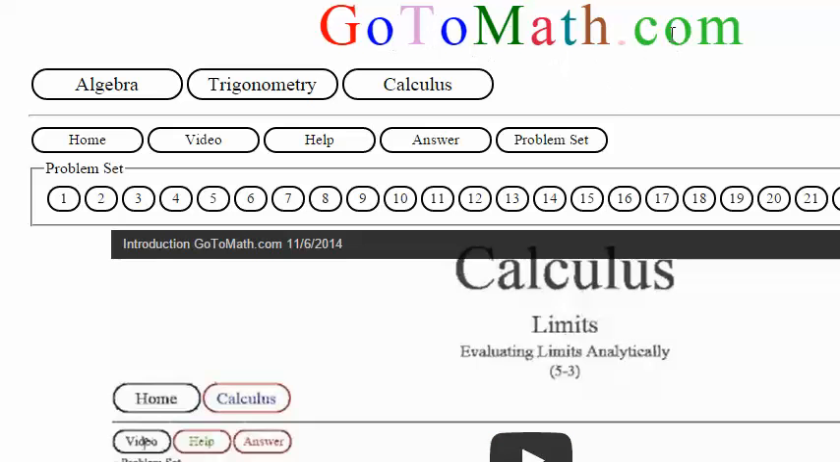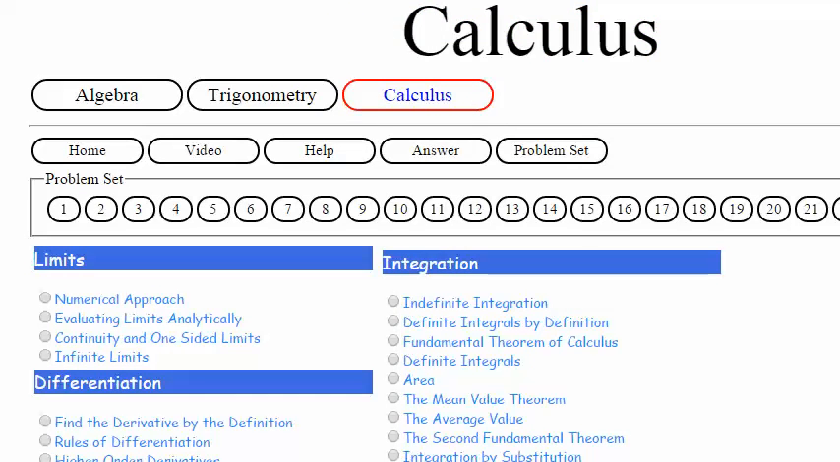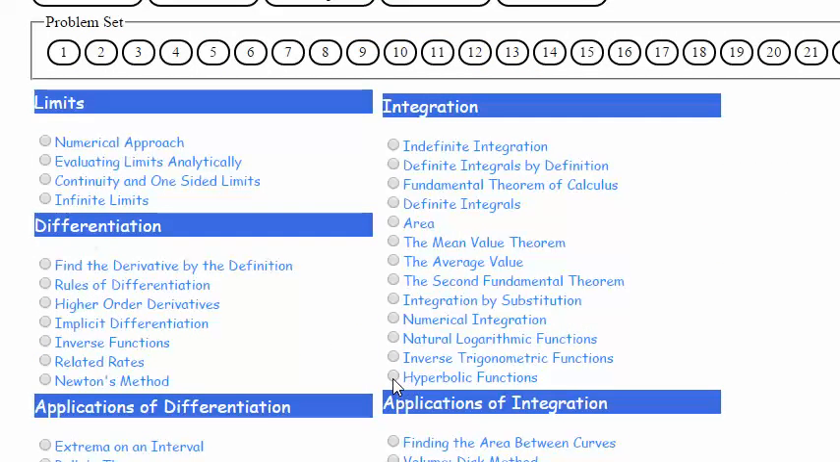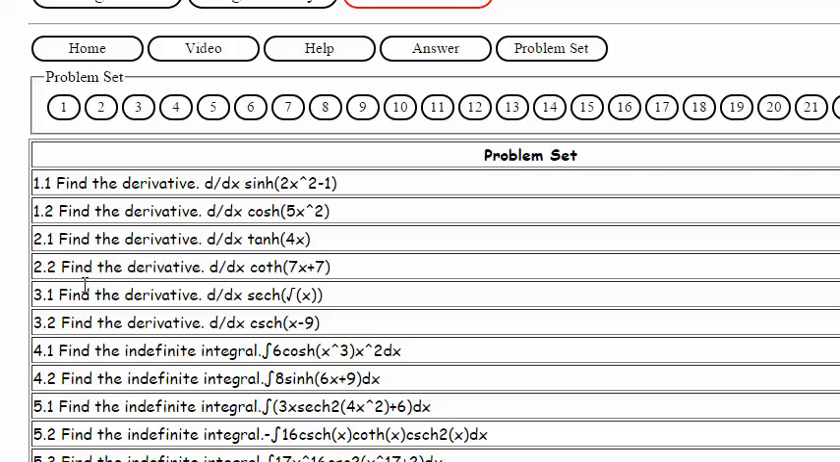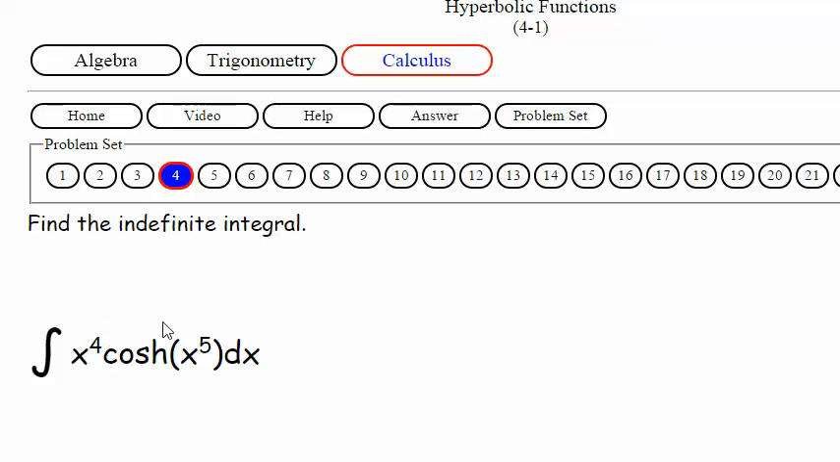Okay, we're here at gotomath.com. I had to take a deep breath on that. Let's do hyperbolic functions. Let's go down to there, and we're at 4.1. And it looks like, whoa, we got the integral sign here. Find the indefinite integral. All right.